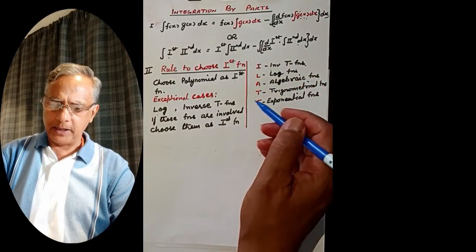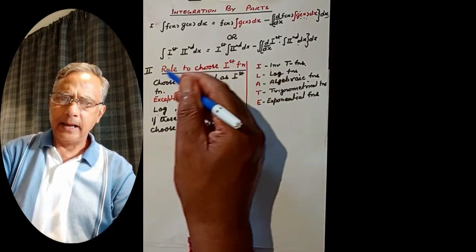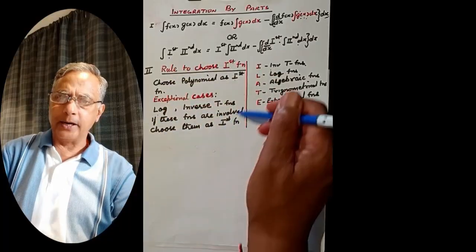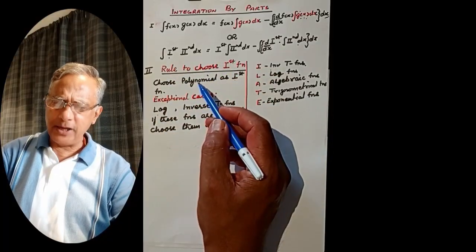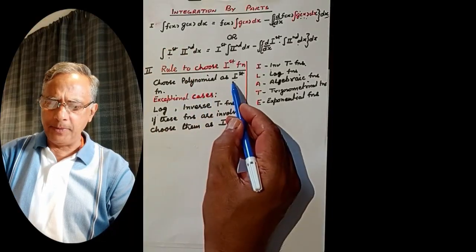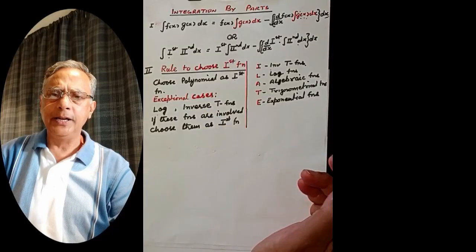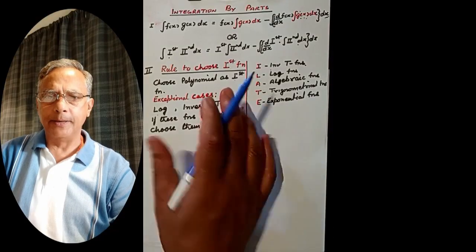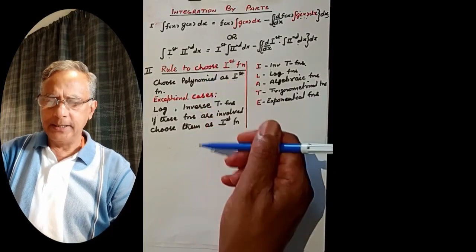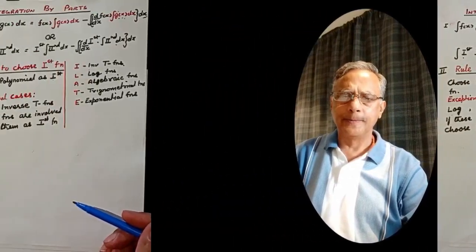But I think this rule is easy to apply and is quicker. So we will always remember only two things. Choose polynomial as first function, with exceptional cases log and inverse trigonometrical functions. Simple. So I will use this. If you want to use the other, you can use that also.